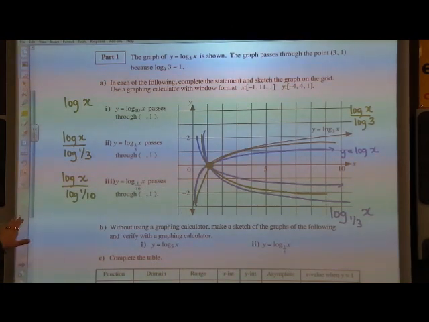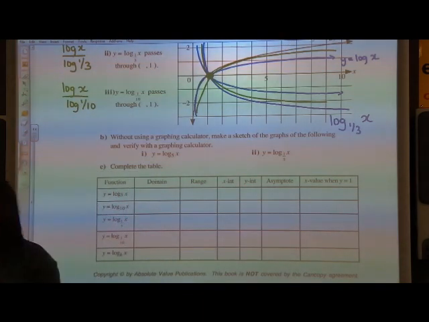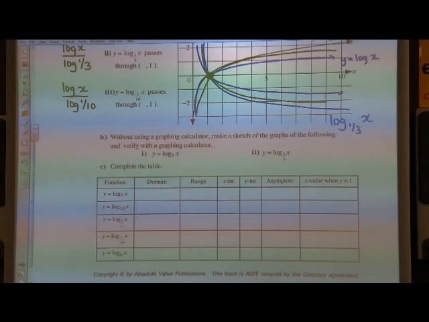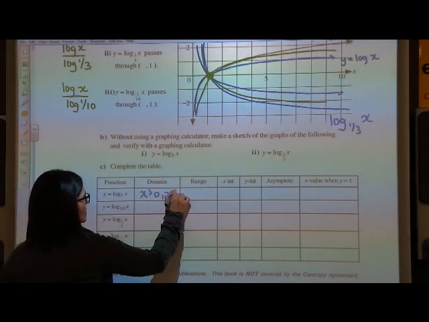So then we're going to look at the table. What is the domain for all of these graphs? Or actually, first question, do all of the graphs have the same domain? Yes, and what is that domain? What are my possible x values? Greater than 0. Is it equal to 0 or just greater than 0? Just greater, because it's approaching that line. So x is greater than 0, and it's a real number.